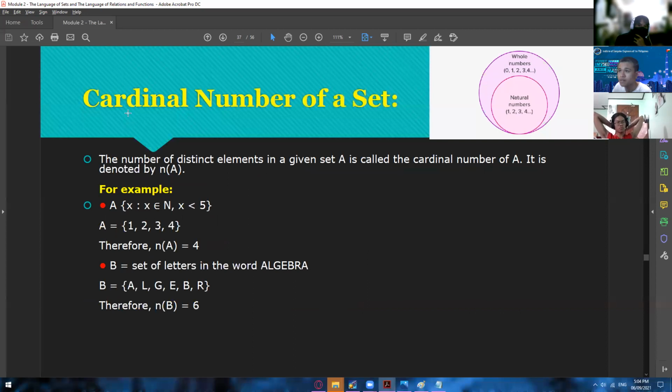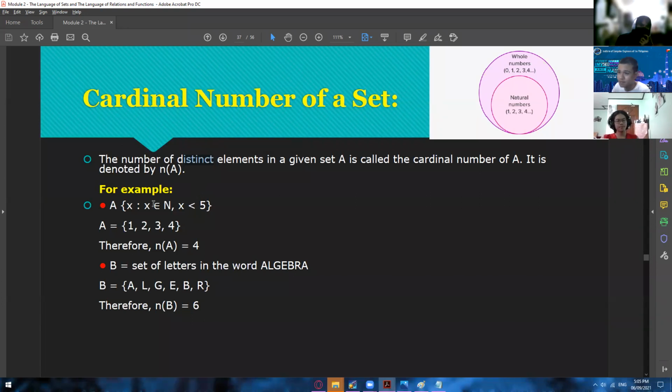And then let's now talk about the cardinal number of sets. So when we say cardinal number of sets, it is the number of distinct elements in a given set A. It is called the cardinal number of A, denoted by n(A). So meaning you are saying the count of elements of A is equal to however many distinct elements we have in that set. So take note, it's distinct elements. Repeated elements must be removed first before you can count the cardinality of that set.